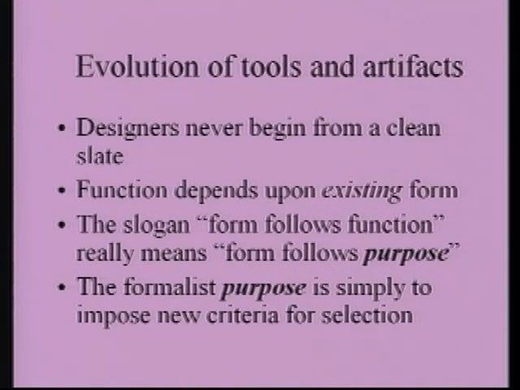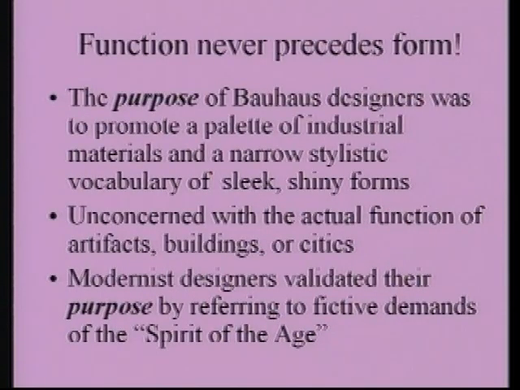A formalist purpose is simply to impose new criteria for selection. And that's how I tie this in with his talk, with the Darwinian processes. New criteria for selection. The purpose of the Bauhaus designers was to promote a palette of industrial materials and a narrow stylistic vocabulary of sleek, shiny forms. That was a purpose. They were not concerned with the actual function of artifacts, buildings, and cities, regardless of what they said.